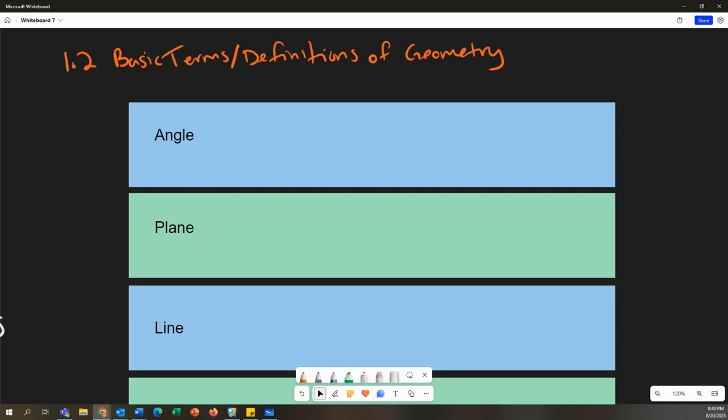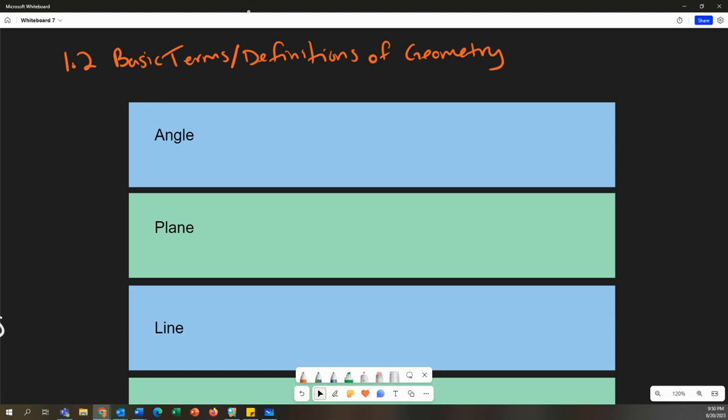All right, we're going to look at the basic terms and definitions of geometry. So when you're thinking of this, think about building a house. Before you build your house, you have to build your foundation. This is the foundation of geometry. Some of these terms are defined, some of these terms are undefined or assumed to be true, like a point. A point is assumed to be true. So let's go through some of these.